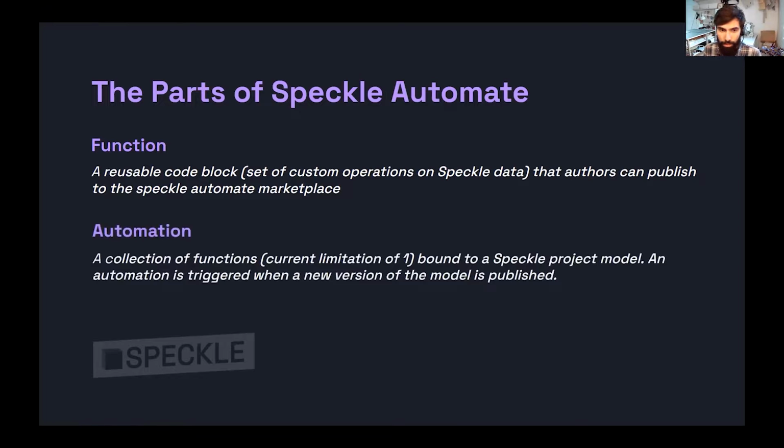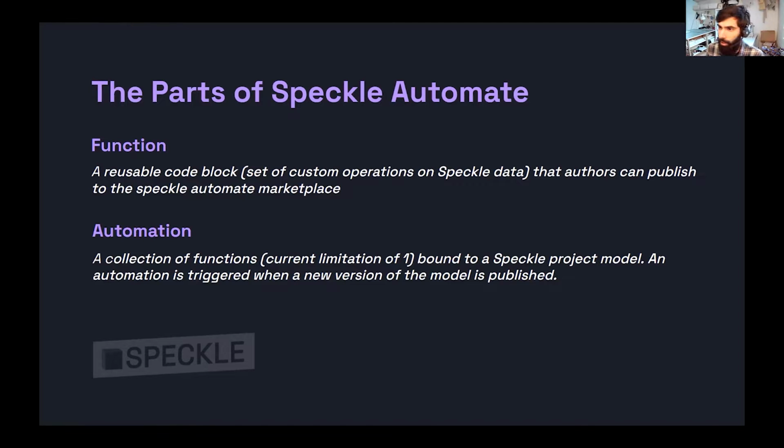Once we have functions, we need to give them context through a model. So if you land on Automate, you can reuse the ready-made functions, or you can create your own. But either way, you can use functions to bind an automation into a Speckle model. This gives it access to the given project model, and it can run on the given execution context.